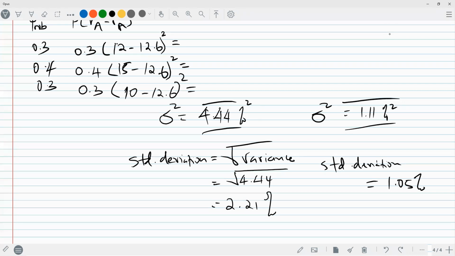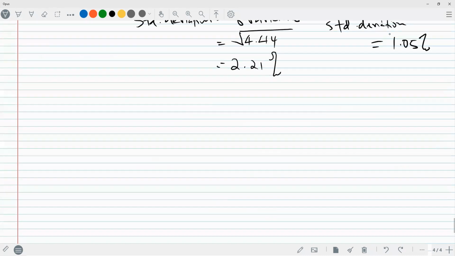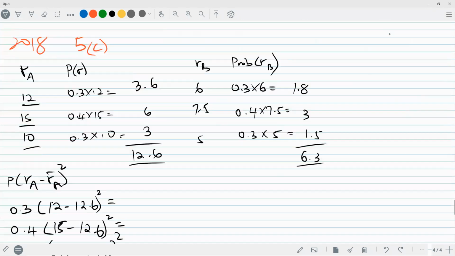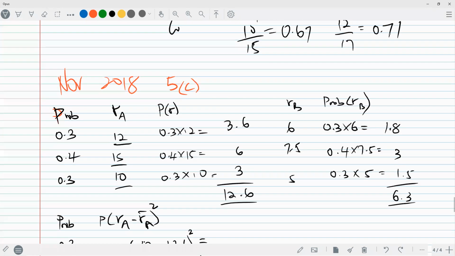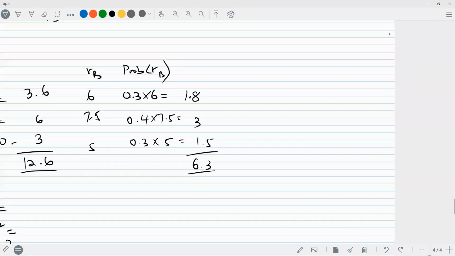Next, we are being asked to get the correlation coefficient between the two securities, between A and B. Of course, therefore, we need to get the covariance. Don't forget you need to get the covariance between the two stocks. So the next process is to get the covariance between the return of A and the return of B. If you have enough space, just continue. Actually, I think I can continue from here because I have enough space.